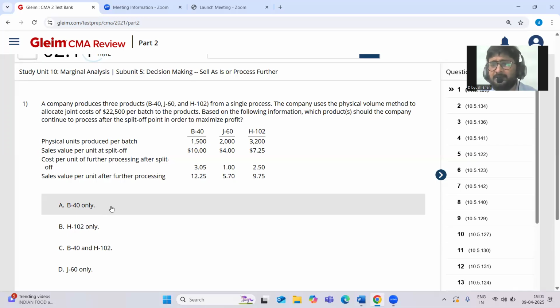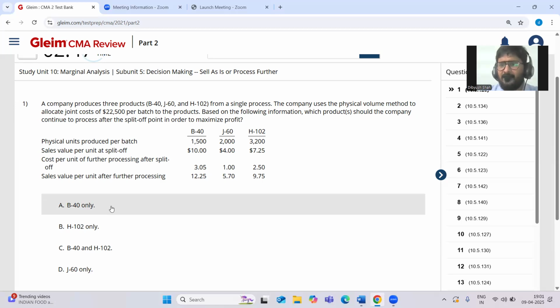It is the cost incurred to make one input into multiple products, one common input into multiple products. It is always a sunk cost for decision making, so it is irrelevant. Physical units produced per batch: B40, 1500, J60, 2000, H102, 3200.